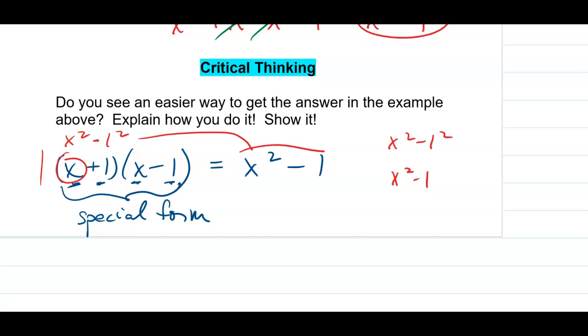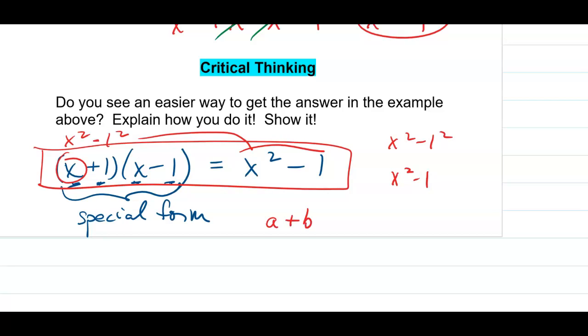This is a special form right here, and it can be written as this more generally. A plus b times a minus b is equal to, well, the first part squared minus the second part squared. And we'll probably see that again this year. Very useful form in algebra.